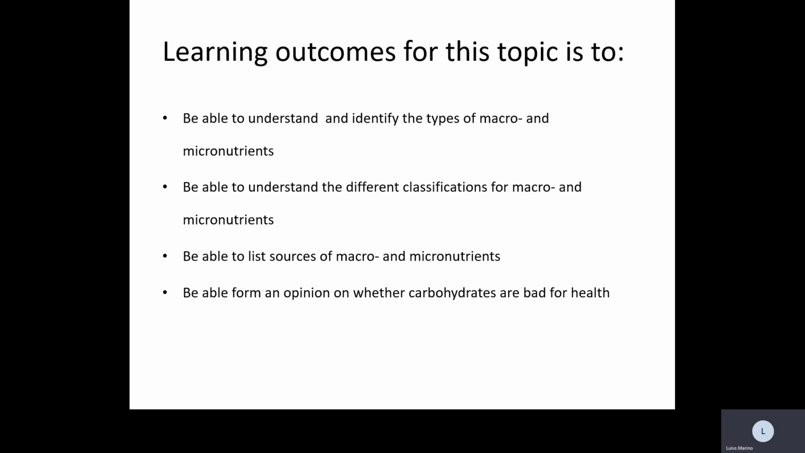So the learning outcomes for this topic are to be able to understand and identify the different types of macro and micronutrients, be able to understand the different classifications for both macro and micronutrients, be able to list sources of macro and micronutrients, and be able to form an opinion on whether carbohydrates are bad for your health.